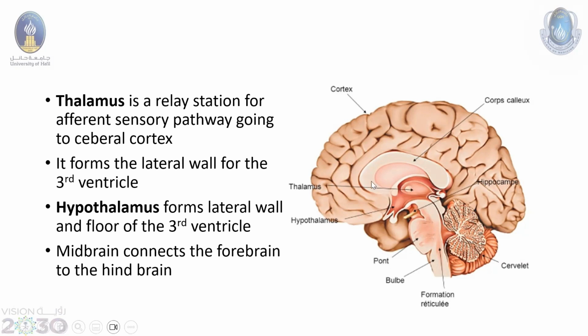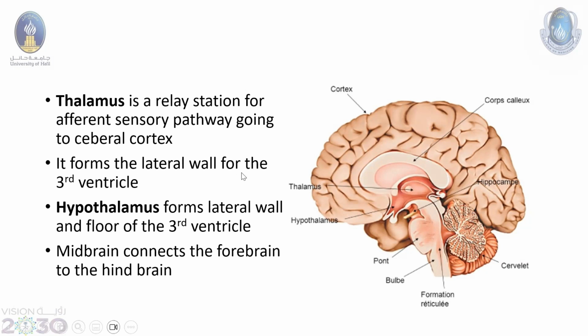Here you can see that this is the thalamus, this is the corpus callosum, and below the corpus callosum you can see here this is the thalamus, and here is the hypothalamus. So thalamus is a very important sensory relay station, as it is said, afferent sensory pathway. Finally, the fibers from thalamus will be going to, as we saw, the postcentral gyrus, which is the primary sensory area.